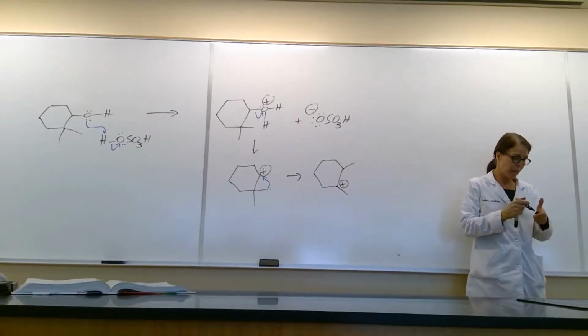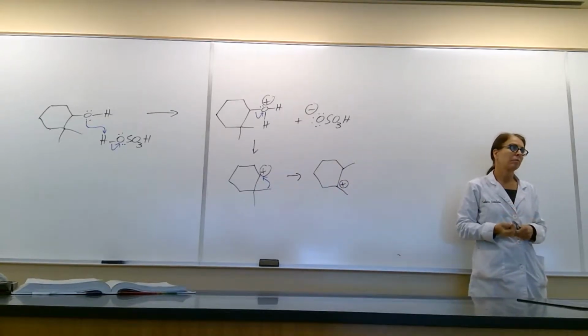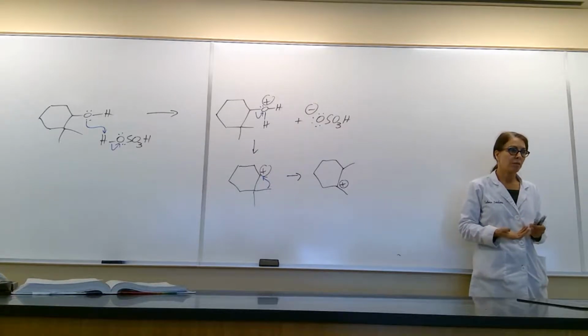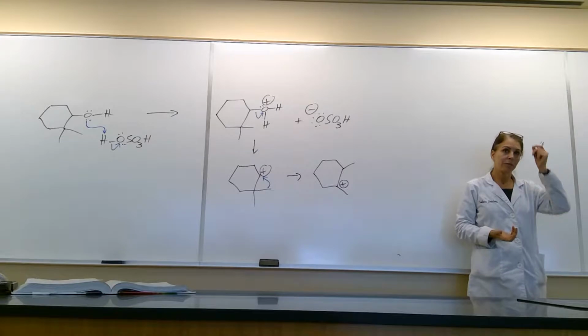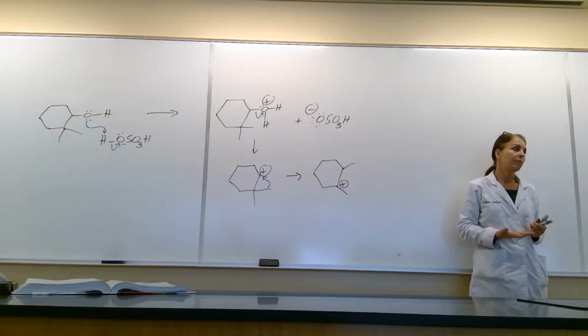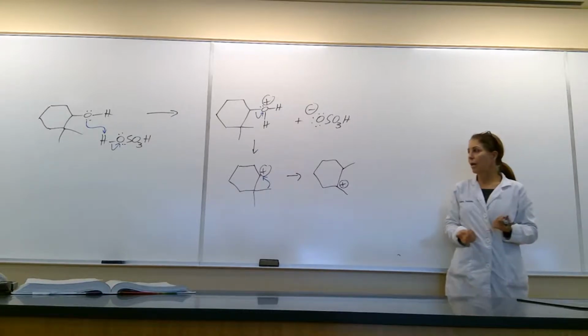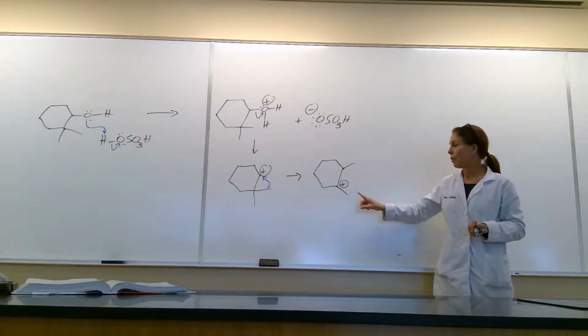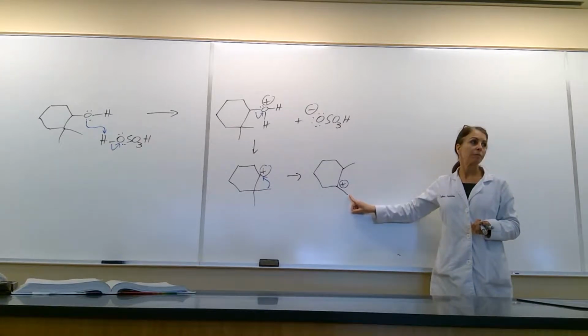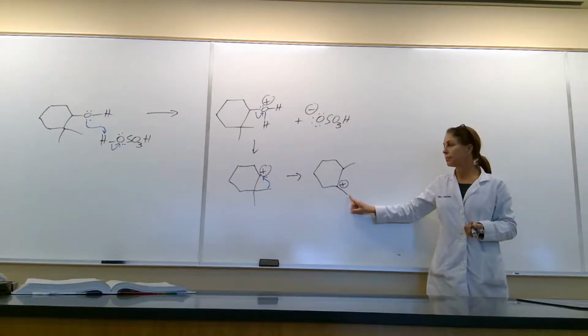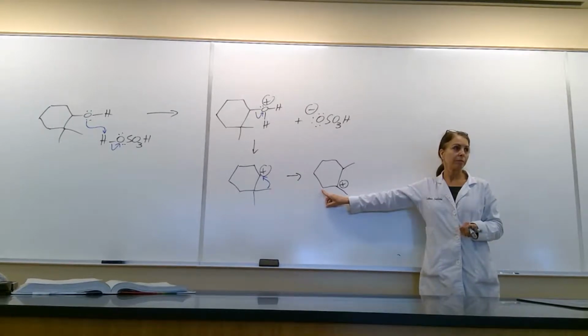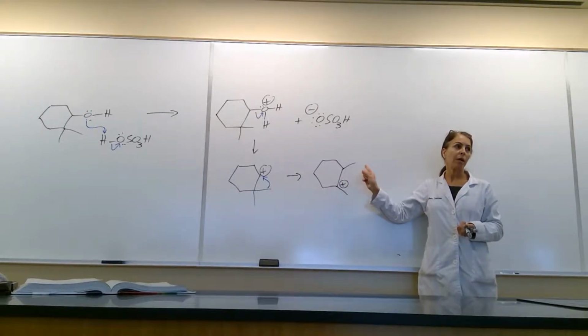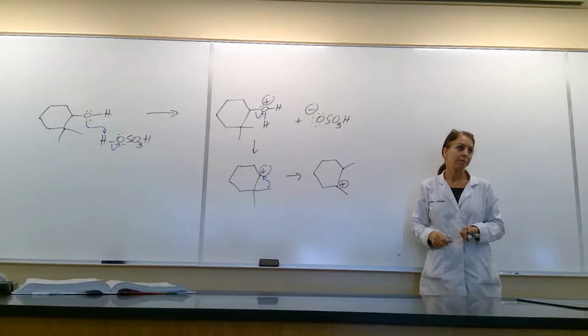And then what happens next? We have to have an elimination. So what gets eliminated here? A hydrogen. Which hydrogens will be eliminated? How many possibilities do we have? We have the hydrogen here. Where else? We have a hydrogen here and the hydrogen here. And they will all eliminate. So we're going to end up with how many products? Three.